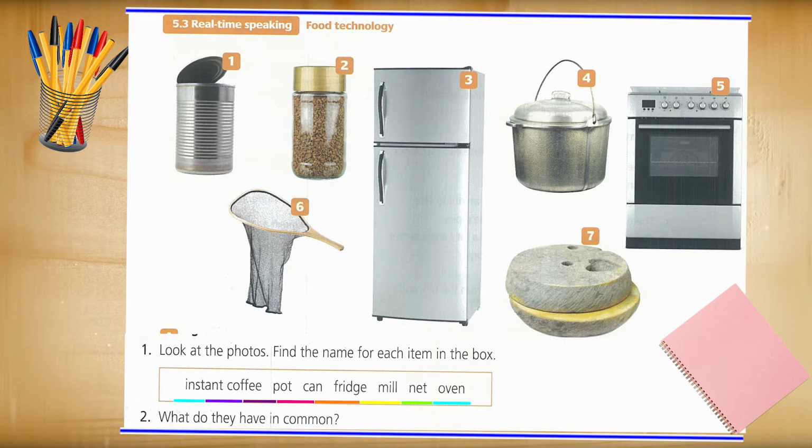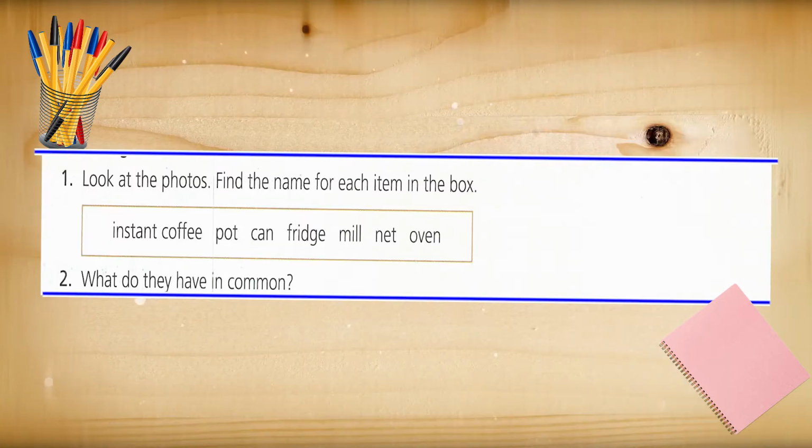Let's go back to the pictures. 1 can, 2 instant coffee, 3 fridge, 4 pot, 5 oven, 6 net, and 7 mill. What do they have in common? They are related to food. They are both old and modern ways to prepare food.